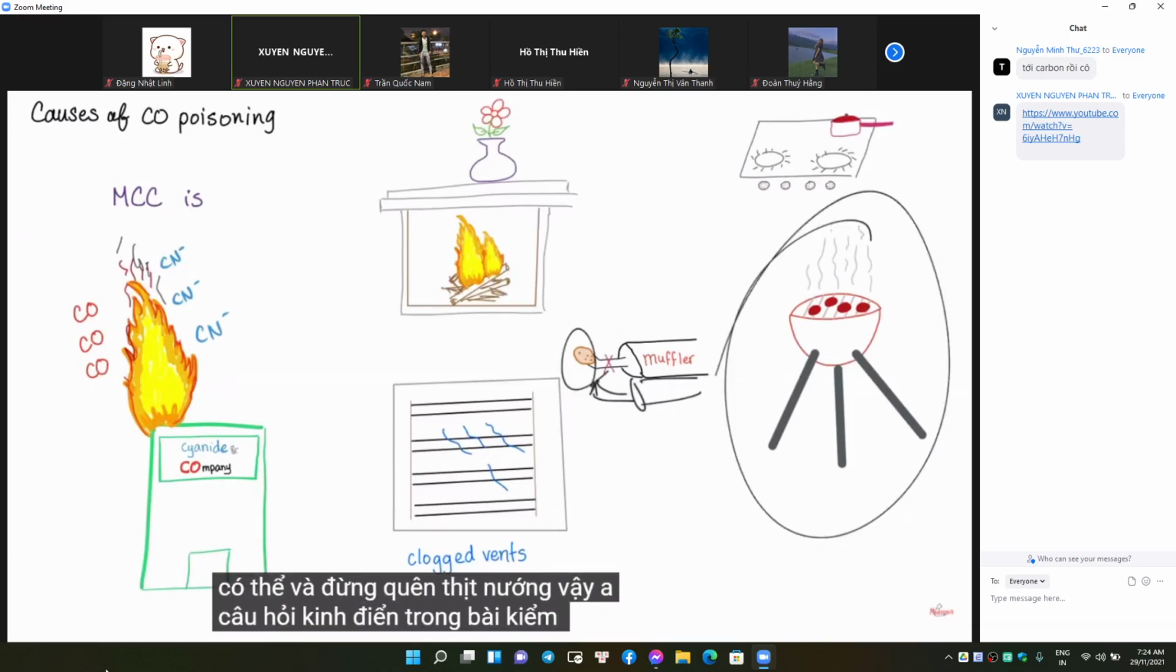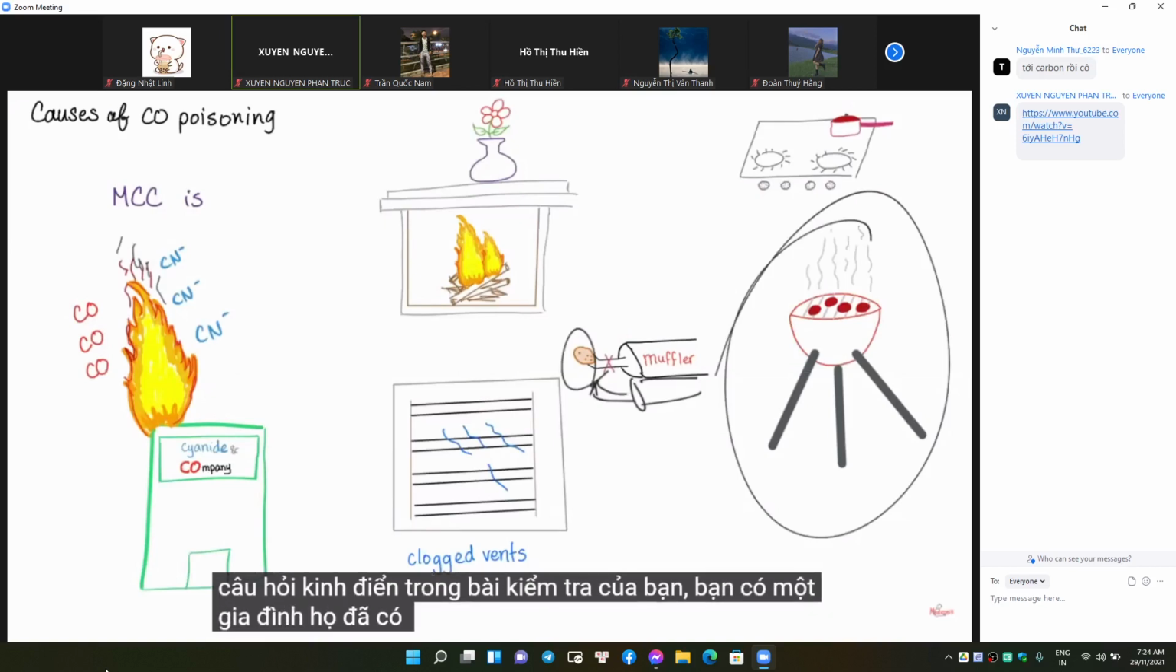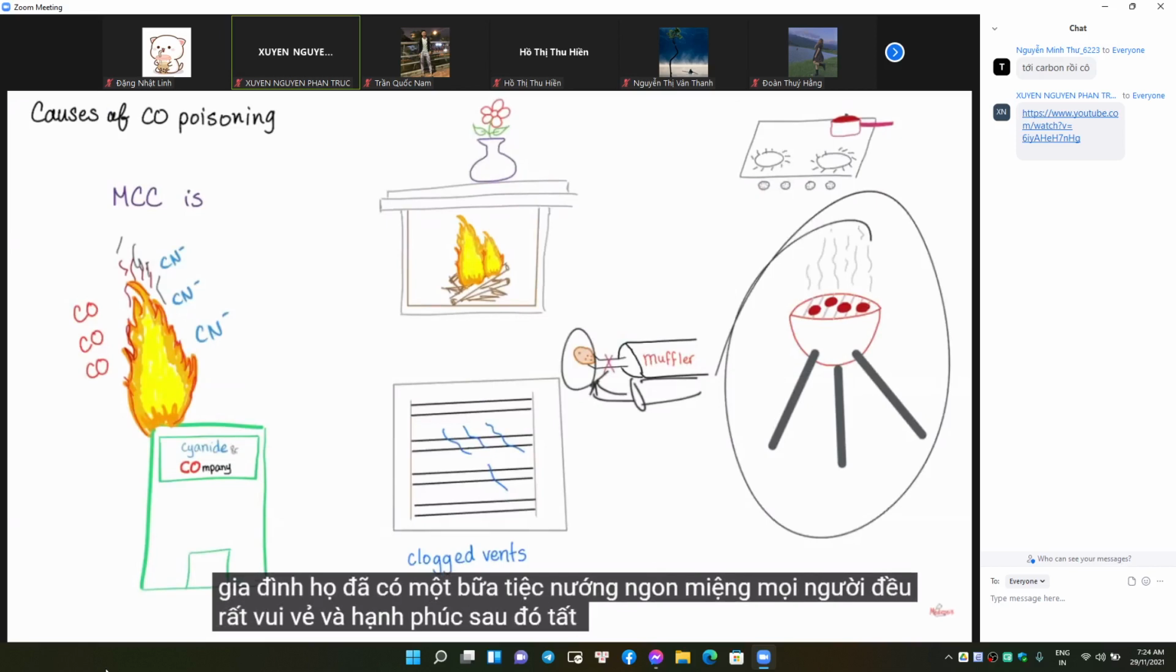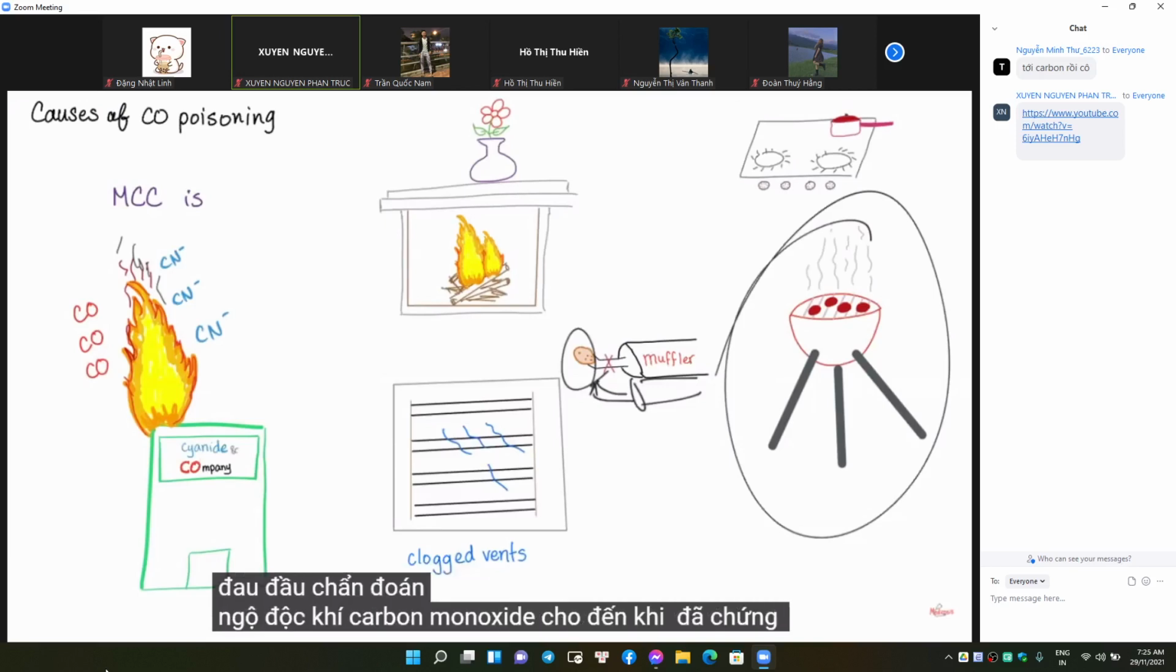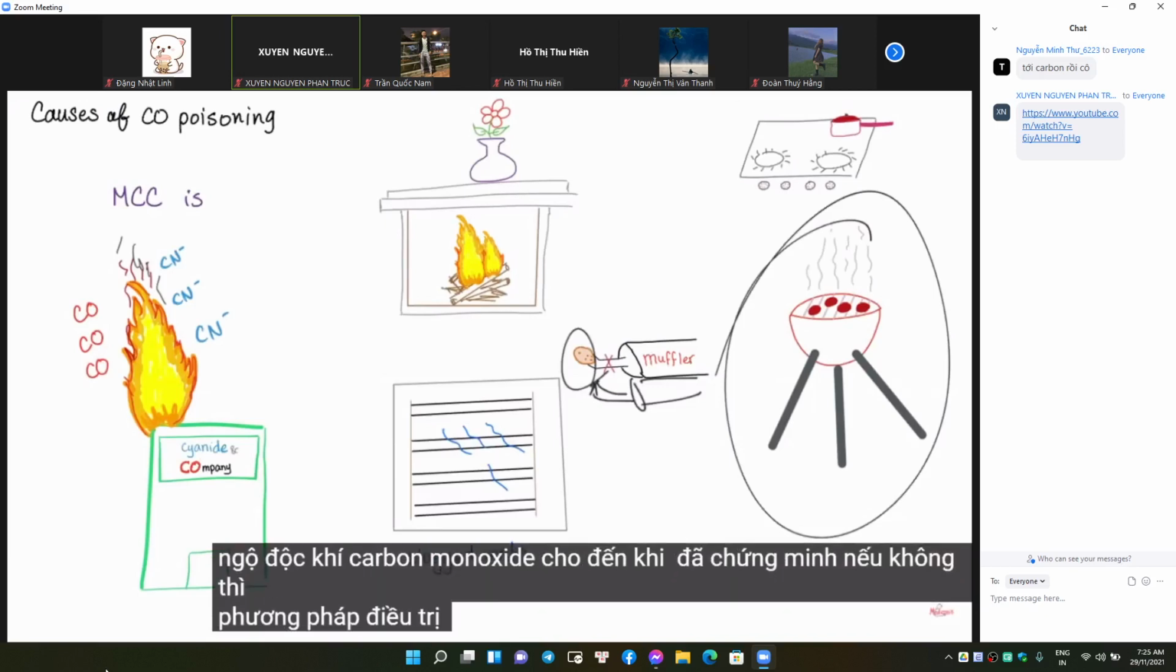So, a classic question on your exam. You have a family, they had a nice barbecue, everyone was nice and happy. Then the entire family went to the emergency department because all of them suddenly, for some reason, have a headache. What's the diagnosis? Carbon monoxide poisoning until proven otherwise. What's the treatment?